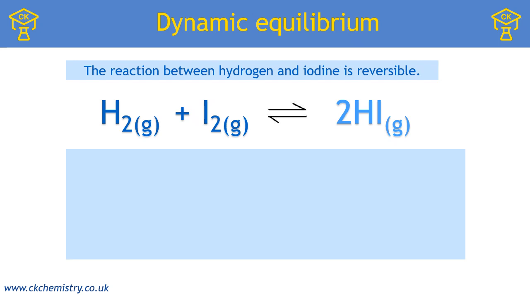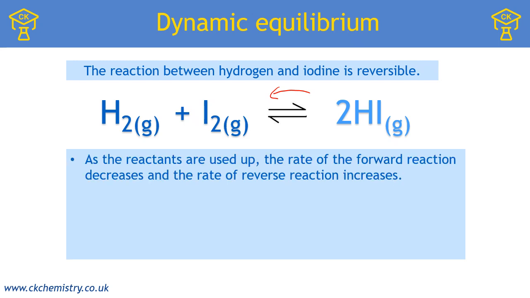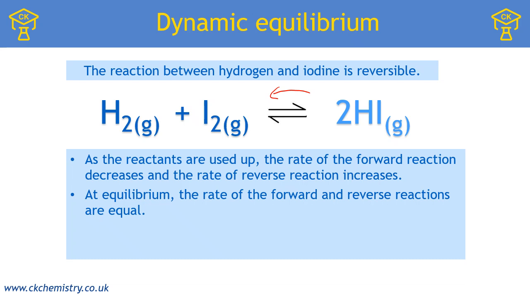But then we have this reverse reaction, which is going from hydrogen iodide to hydrogen and iodine. So when hydrogen iodide is made, it is able to decompose and break back down. They will keep reacting forwards and backwards, and eventually we will reach a point at which, because the forward reaction is slowing down and the reverse increases, at equilibrium the rate of the forward and reverse reactions are equal. So this is our most important explanation or definition for what we call dynamic equilibrium.